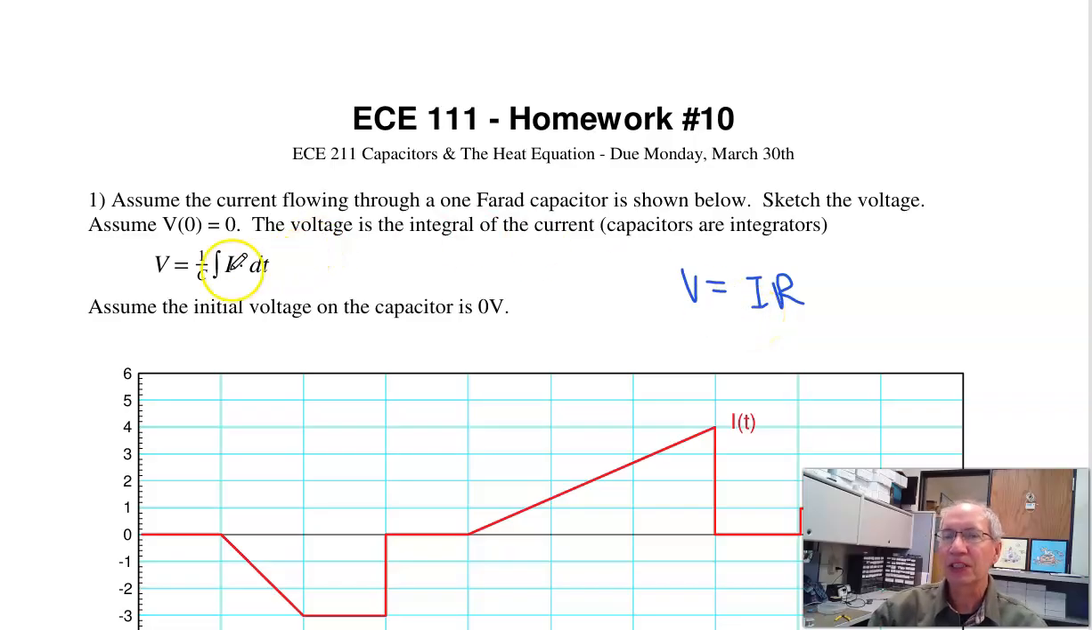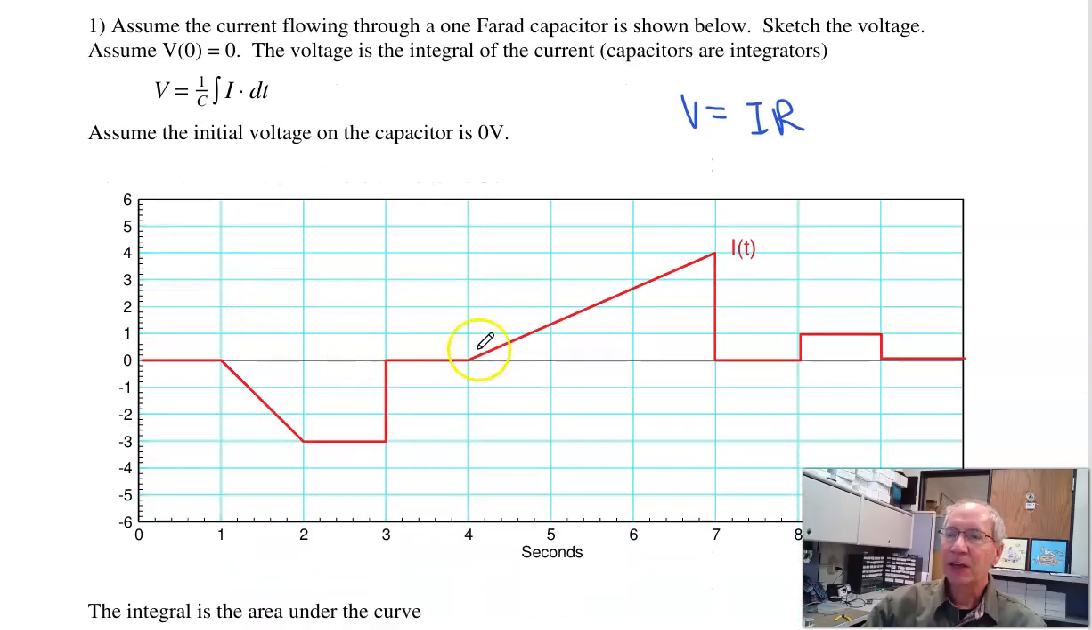Capacitors are integrators. The voltage is 1/C times the integral of the current. What that means is if I have a circuit and here's the current going to a capacitor, the voltage will be 1/C times the integral of I. Now if C is 1 farad, which is really big, I'll just integrate it. Suppose I start at 0 volts. I'll add the area under the curve, which is 0. So start at 0, stay at 0.